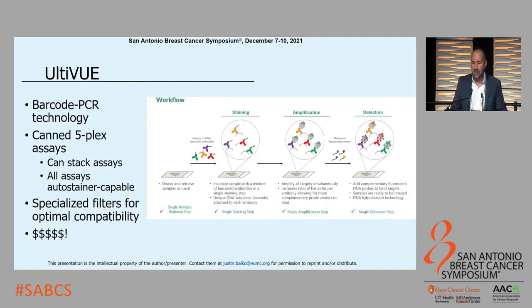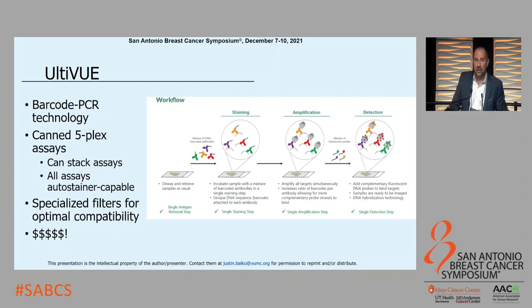The next one is AltiView. So this is a barcode PCR technology. I like to call them canned 5-plex assays. You can develop your own assays through AltiView, but the real strength here is that they have pretty standard and pretty interesting 5-plex panels that you can just order off the shelf, are highly validated. And if you have the right equipment, as many institutions do, you'll be able to look at these without any additional validation. You should certainly test them out in your hands. But I think that they offer a lot of plug and play technology.